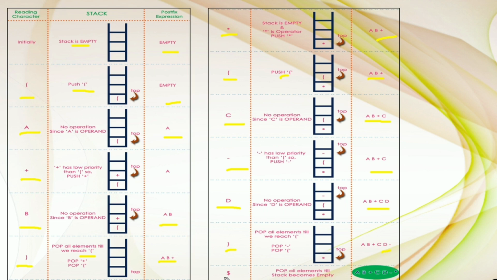Now the infix expression has ended. The stack has only one element, that is the star, which is to be popped and written in the result. Now the resultant postfix expression is AB+CD-*. This is the conversion of infix to postfix using the stack.